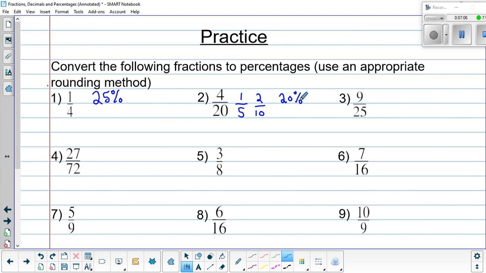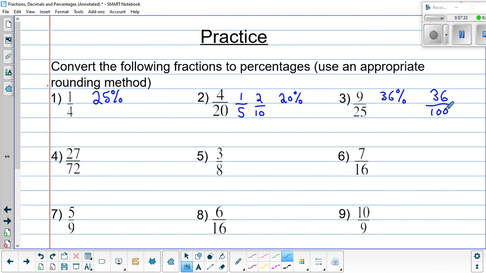9 over 25, well, we can times top and bottom by 4, so we're going to get 36 over 100, or 36%. Because 36 over 100 is actually the definition of a percent, right? That way we can just pick out the top value. Keep in mind, we went the opposite way in the very first video, where we did 36 over 100, and we got from 36 to 36% to that as a fraction, right? And simplified. Here we're just doing the reverse.